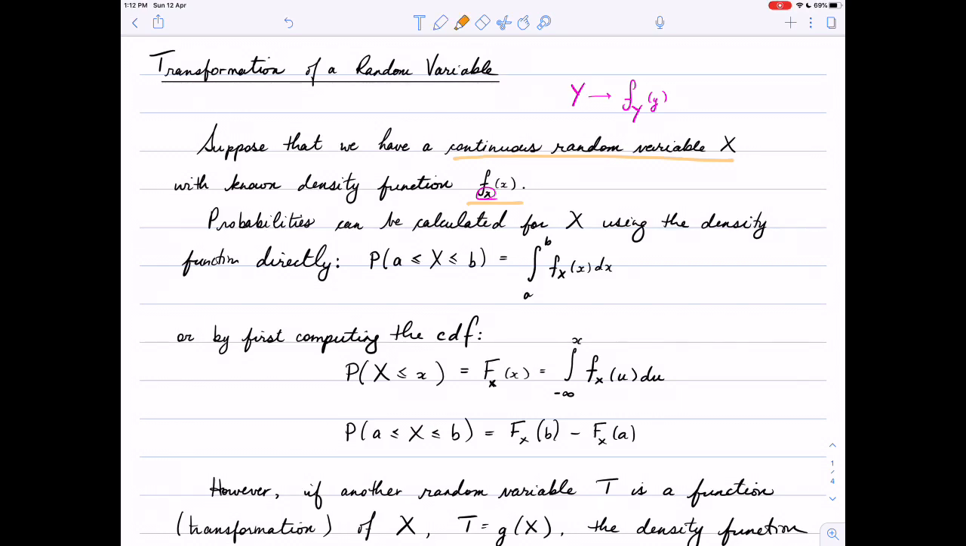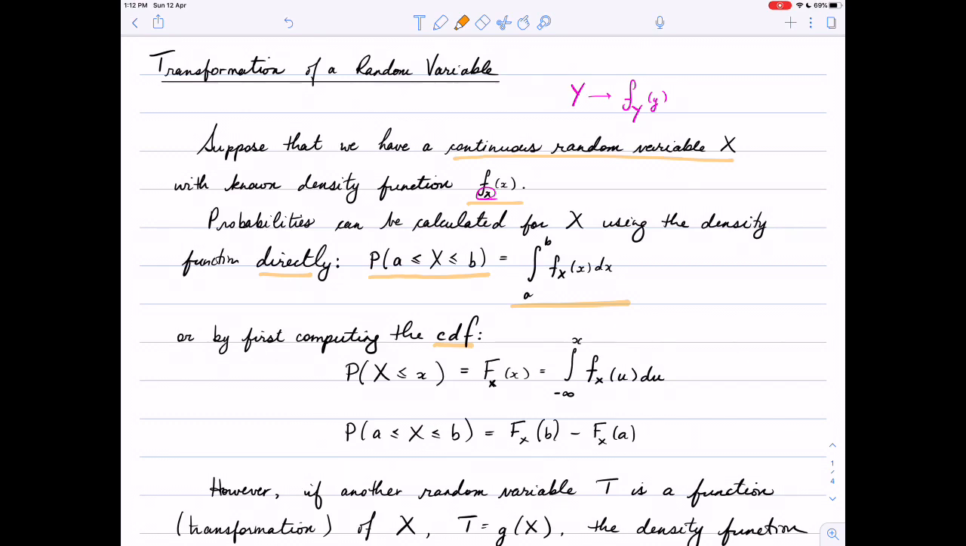So we know that probabilities can be calculated for x using the density function directly by integrating, right? So we can do the probability that a is less than or equal to x is less than or equal to b. That's the area under the density curve, or it's the integral from a to b of f sub x of x dx. We also have the option of computing the cumulative distribution function first and using it to calculate probabilities.